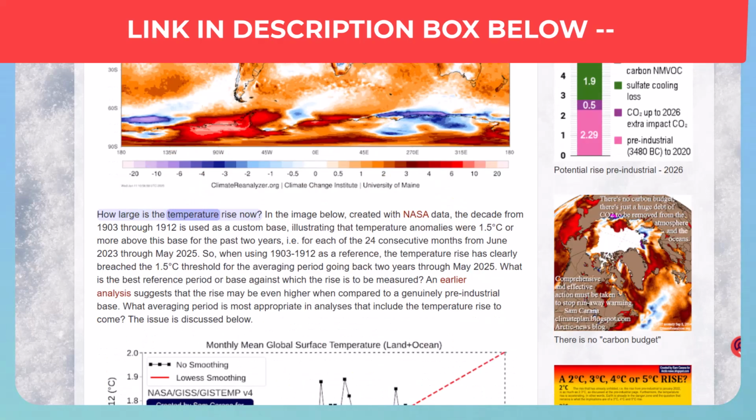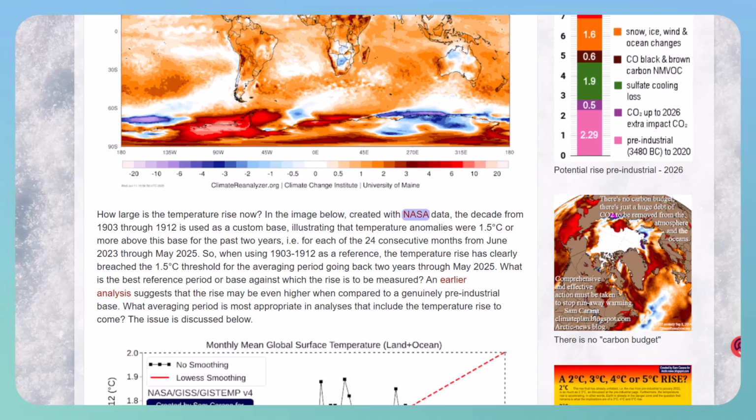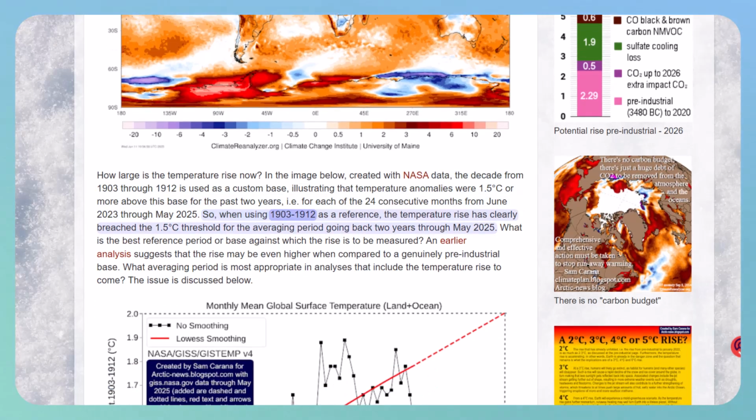How large is the temperature rise now? In the image below, created with NASA data, the decade from 1903 through 1912 is used as a custom base, illustrating that temperature anomalies were 1.5 degrees Celsius or more above this base for the past 2 years, i.e. for each of the 24 consecutive months from June 2023 through May 2025. So, when using 1903 to 1912 as a reference, the temperature rise has clearly breached the 1.5 degrees Celsius threshold for the averaging period going back 2 years through May 2025.